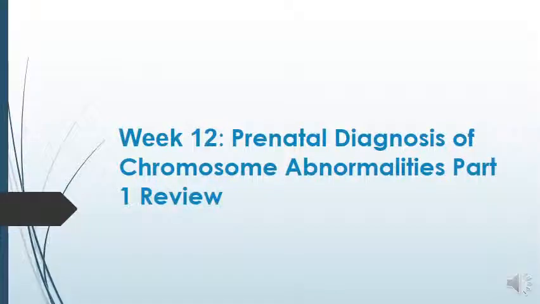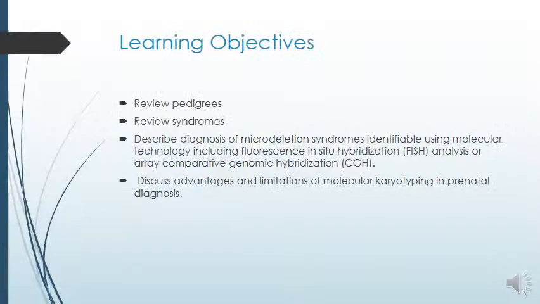This is week 12, prenatal diagnosis of chromosome abnormalities, part 1 review. The learning objectives for this week are to review pedigrees, review syndromes, to describe the diagnosis of microdeletion syndromes identifiable using molecular technology, including fluorescence in situ hybridization (FISH) analysis or array comparative genomic hybridization (CGH), and to discuss advantages and limitations of molecular karyotyping in prenatal diagnosis.